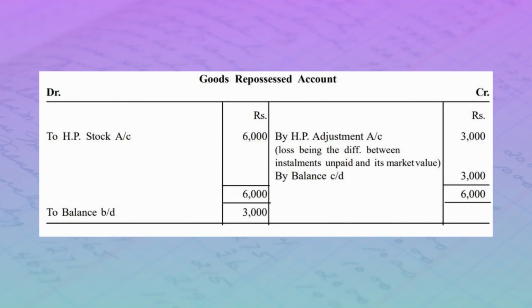Then the goods repossessed account. We have been provided with the information that goods repossessed is 6,000, and the 3,000 amount is also provided, that this 3,000 is the cost price of goods repossessed and 6,000 is the amount of hire purchase price. So this balancing figure of 3,000 is transferred to the hire purchase adjustment account, that is loss, being the difference between installment unpaid and its market value. It is already given in the question. Yes, this is 6,000 and 3,000. So it means 3,000 is the net amount of loss.